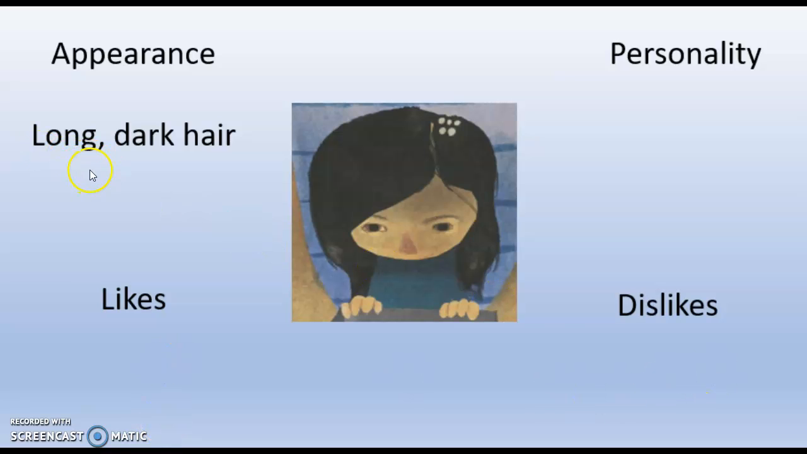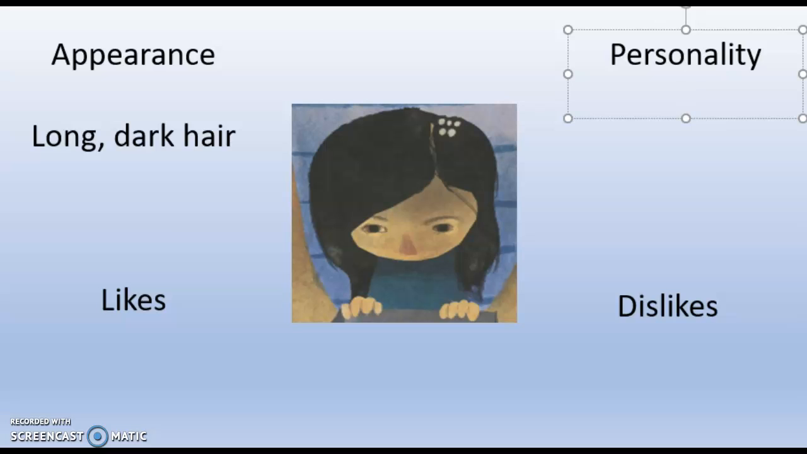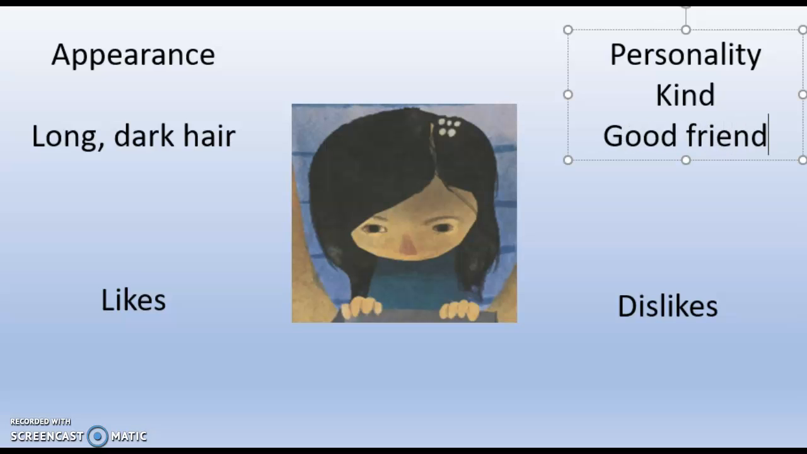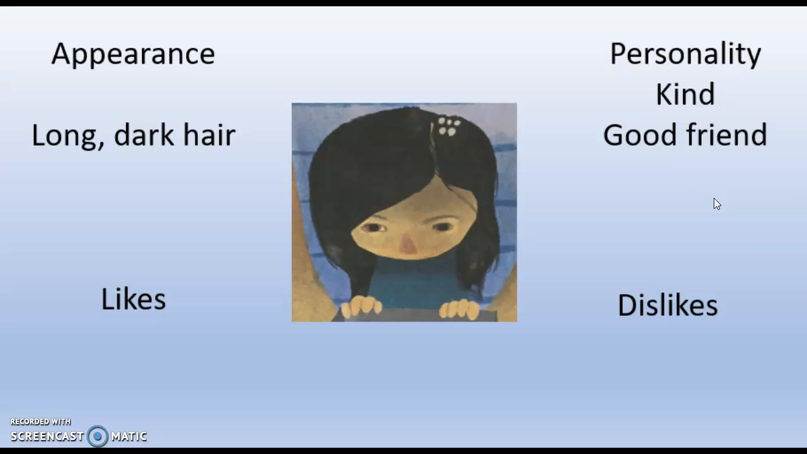And I've added here, so under appearance, so appearance is what the character looks like. So I've just started to write here, she has long, dark hair. Okay, and then personality. This is how she acts. You might write that she is kind. She is a good friend. And you might want to add some more things. So these are just quick ideas to get you started. And then things that she likes, okay, and things that she dislikes.